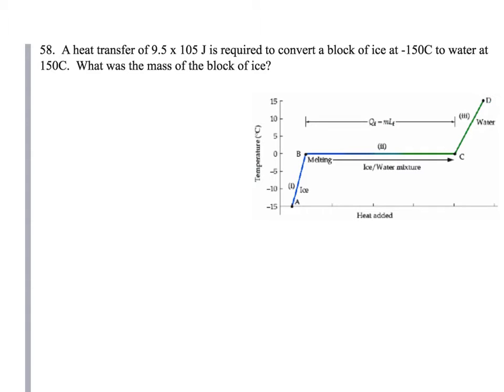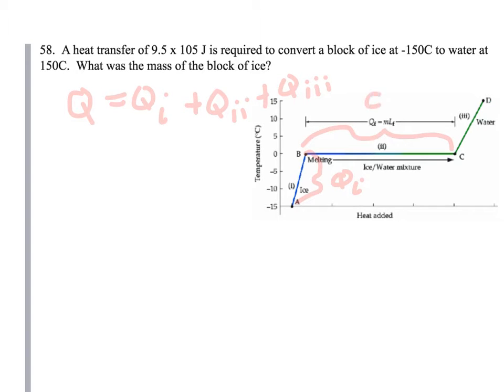So what we're saying there, using this little drawing tool here, is our total heat is equal to Q sub I plus Q sub II plus Q sub III. The first one, Q sub I, is from A to B. So that's what this is right here. We'll put our Q sub I right here, and then this one is Q2, and this one right here is Q3.